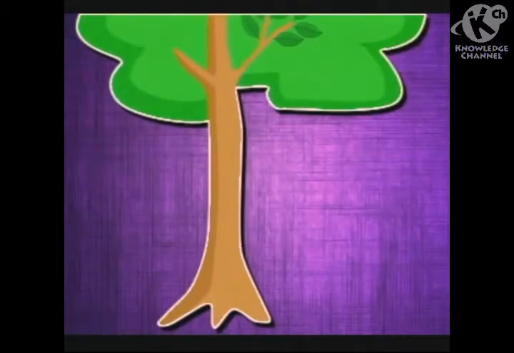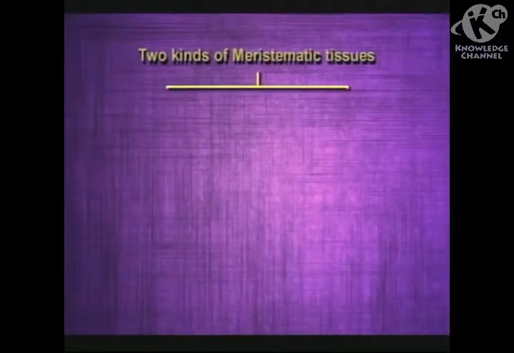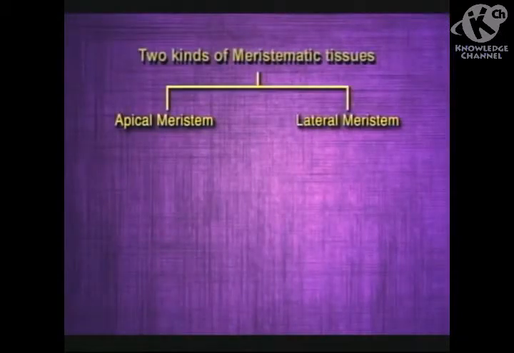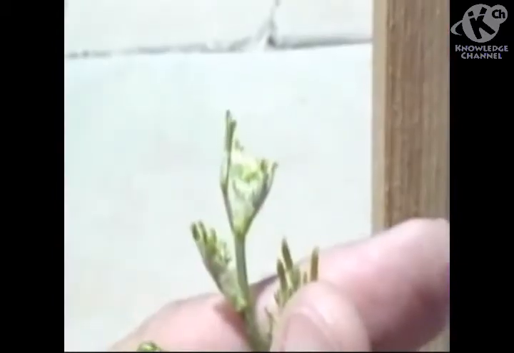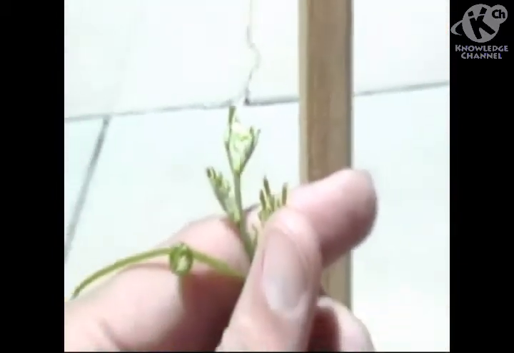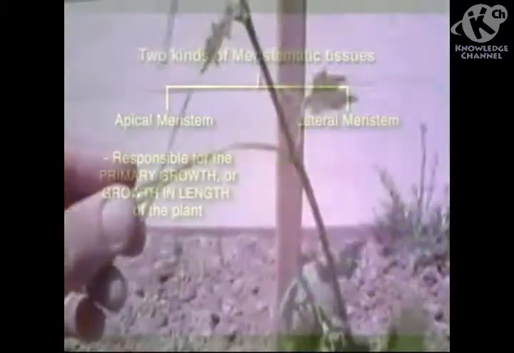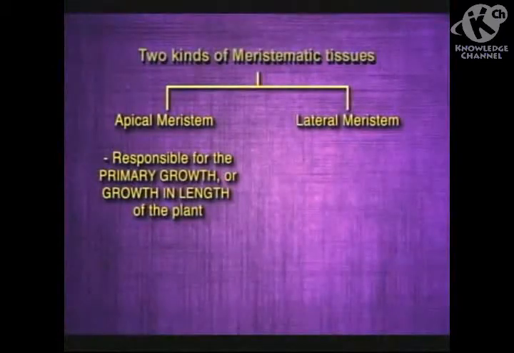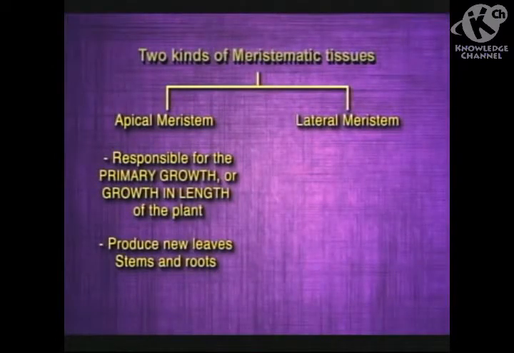Where can we find the meristematic cells? There are two kinds of meristematic tissues, the apical meristem and the lateral meristem. The apical meristems are found at the growing tips of the stems and roots and are responsible for the primary growth or growth in length of the plant. The apical meristems produce new leaves, stems, and roots.